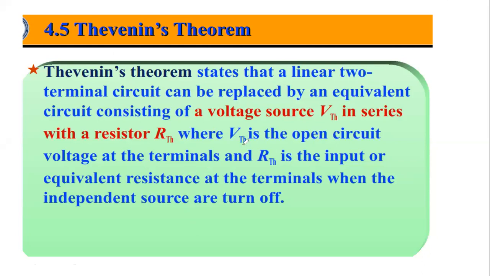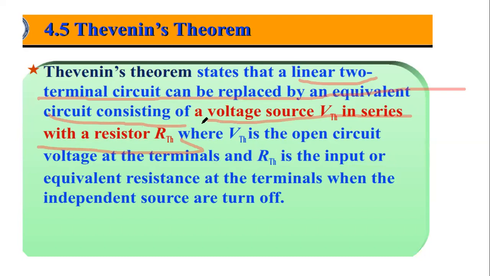The statement is simple: a linear two-terminal circuit can be replaced by an equivalent circuit consisting of a voltage source VTH in series with a resistor RTH. So the two terminals of any linear circuit can be replaced by a voltage source VTH and a series resistance RTH, where VTH is the open circuit voltage at the terminals and RTH is the input or equivalent resistance at the terminals when the independent sources are turned off.